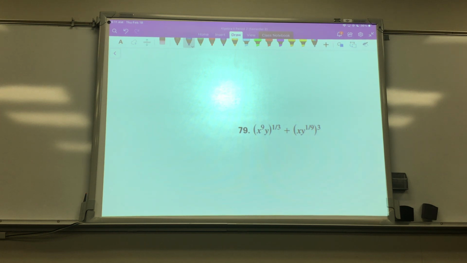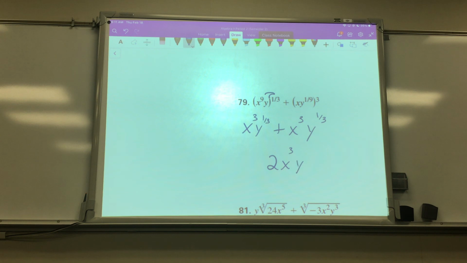Okay, let's simplify each term. I'm going to take this 1/3 to each part, right? What's a third of 9? 3. 1 times 1/3 is 1/3, right? And 1/9 times 3 is 3 over 9, so 1/3. Are those like terms? Yes. So 1 plus 1 will give me 2.